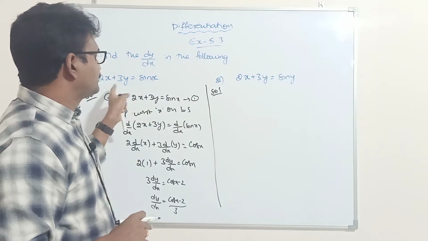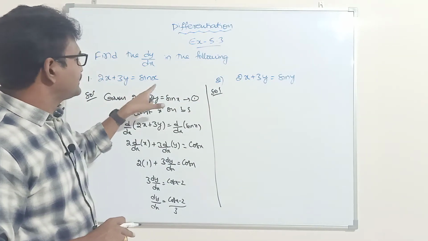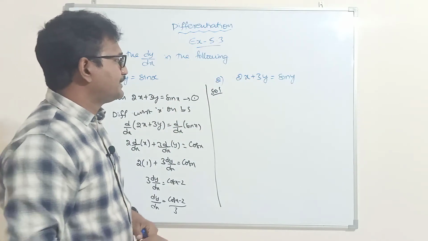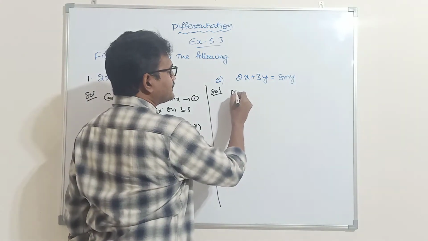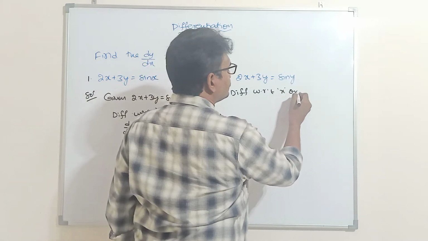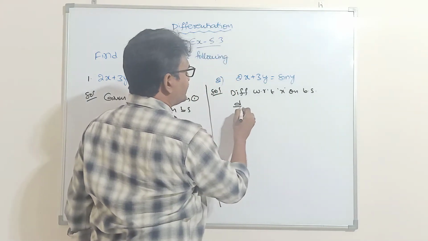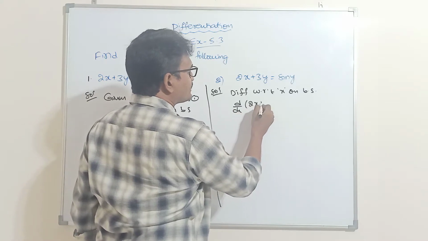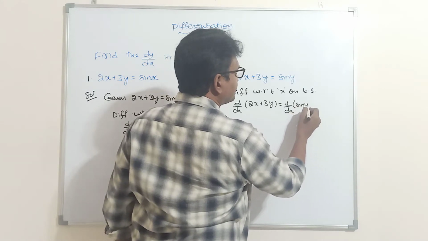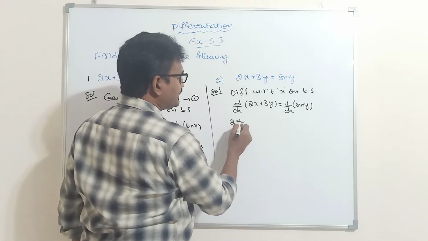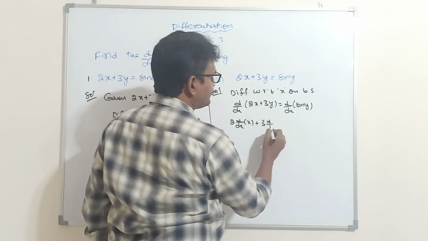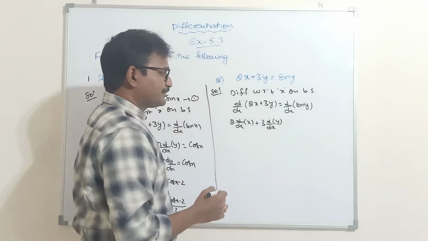Next, the second question: 2x plus 3y is equal to sin y. In the first problem we had sin x; here sin y is there. This is the difference between the first problem and the second problem. We do the same, differentiating with respect to x on both sides. Then d by dx of 2x plus 3y is equal to d by dx of sin y. 2 into d by dx of x, plus 3 into d by dx of y, writing the constant before the derivative.